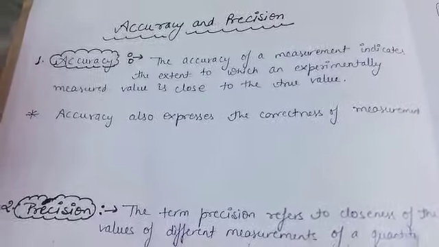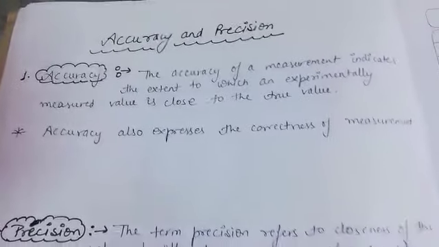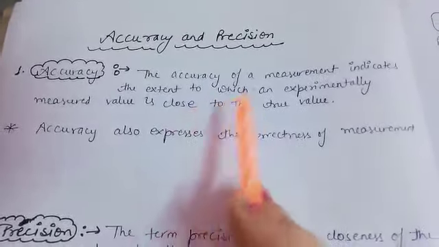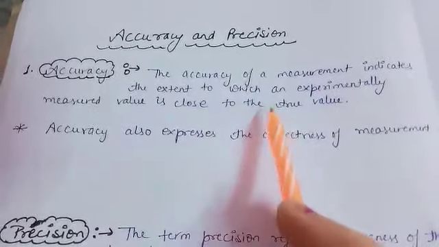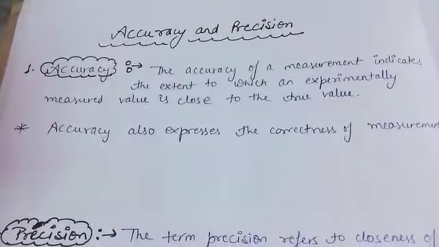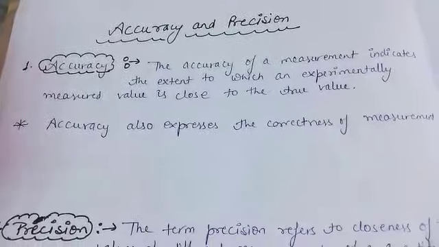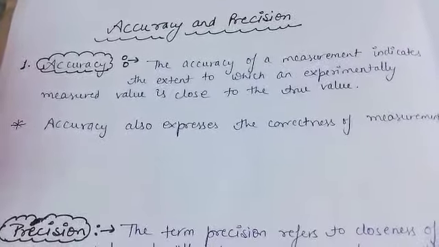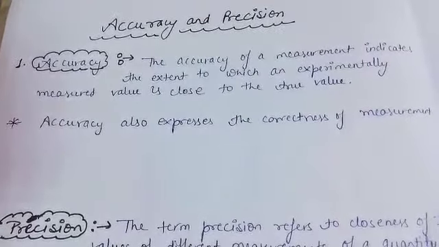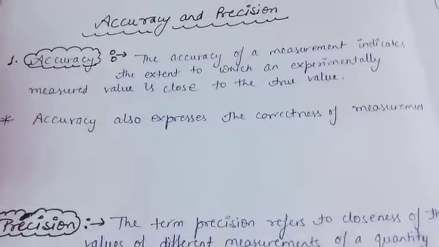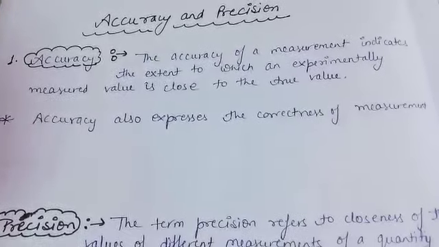This is a normal thing that we know. Now, how to define accuracy? The accuracy of a measurement indicates the extent to which an experimentally measured value is close to the true value. Whatever your experimental value is, how close it is to the true value, that is basically accuracy. For example, you can take a very general example.